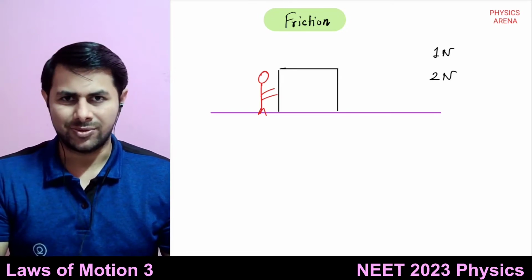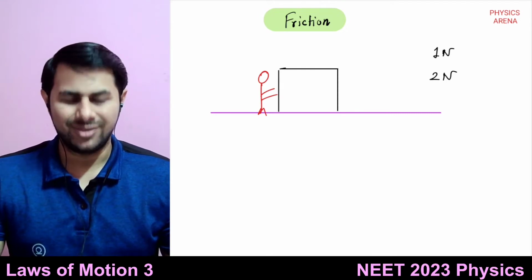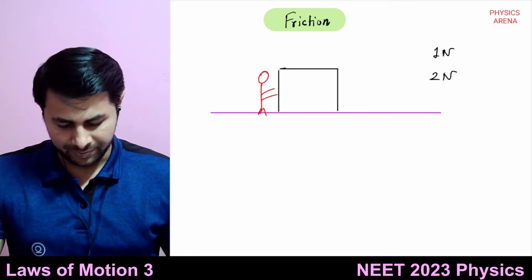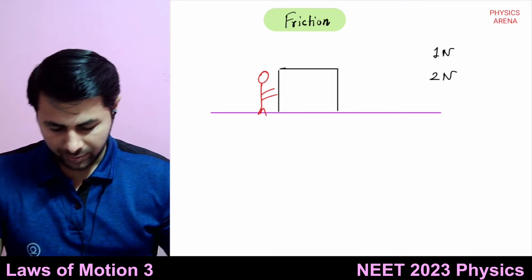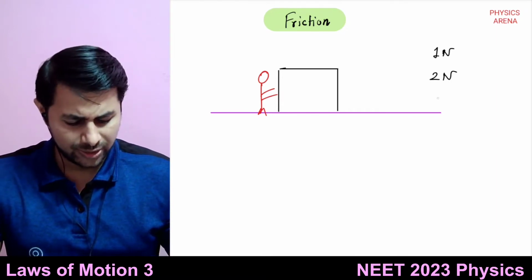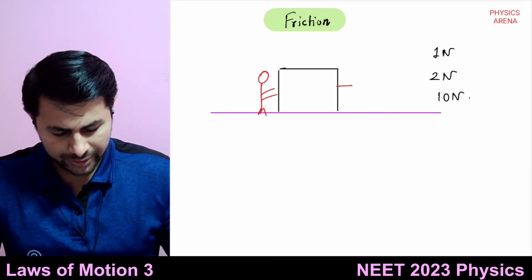If it is less, what will happen? The block will move, the block will accelerate. If it is more, then what will happen? The block will accelerate in the opposite direction, right? So it is exactly equal to 2 Newtons. Now when I keep on increasing this force, let's suppose at 10 Newtons the block begins to move. It begins to accelerate.